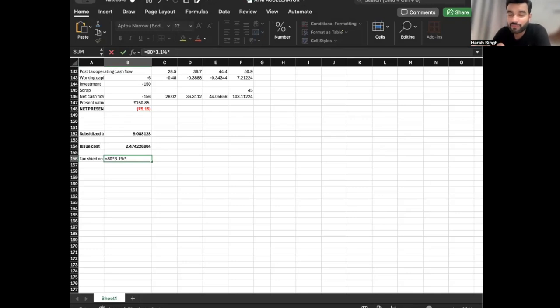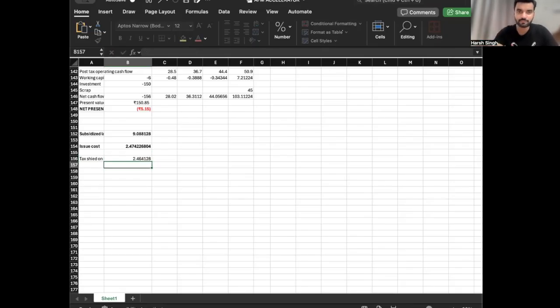On that interest, I'll pay only how much tax? 30% multiplied by 30%. Then whatever the tax benefit I am getting, I'll get it for 4 years, year 1 to 4. Interest rate again at the rate of 8%, put down annuity 3.312. Is this clear, everyone? Why are we putting annuity 3.312 again?